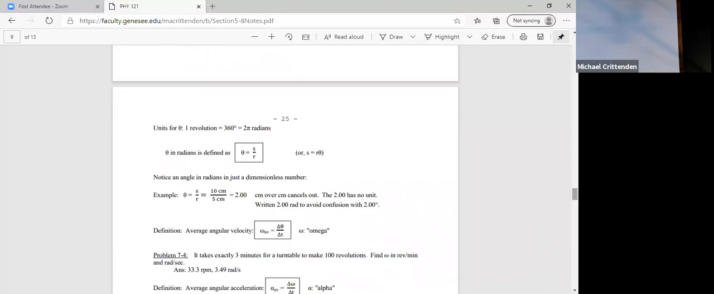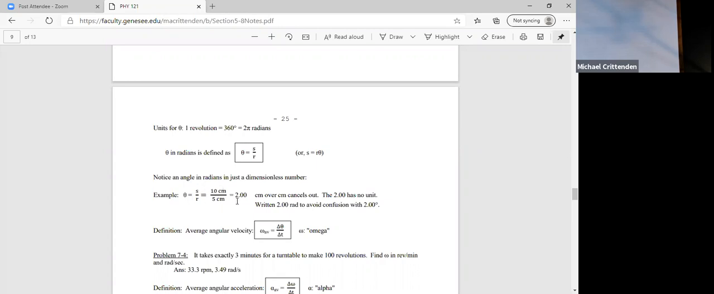A radian is not actually a unit in the same sense that a kilogram or a joule is a unit. Well, this would be a pretty small bicycle wheel, but if you had a grinding wheel with a radius of 5 centimeters and a point on the outside edge of it moved a distance of 10 centimeters, how far did that wheel turn? Well, theta equals S over R.